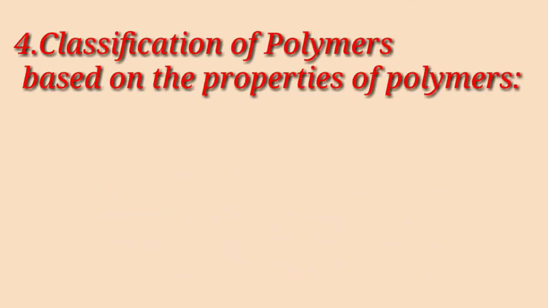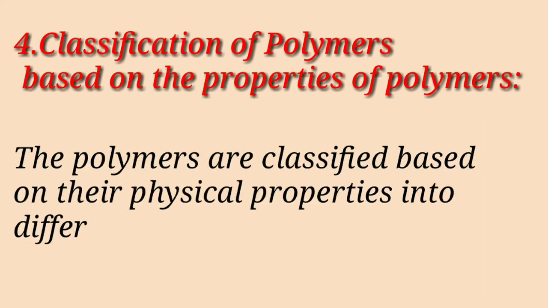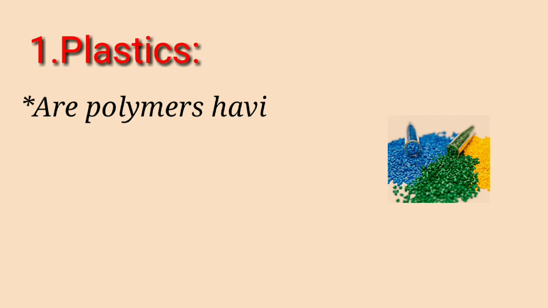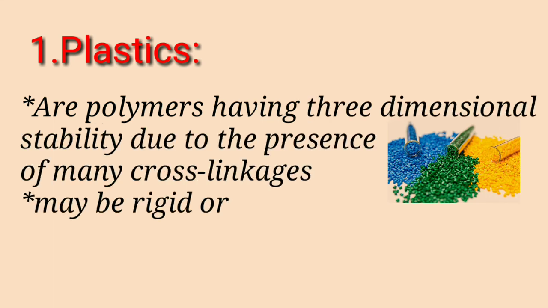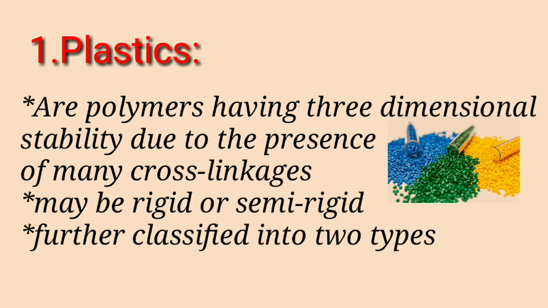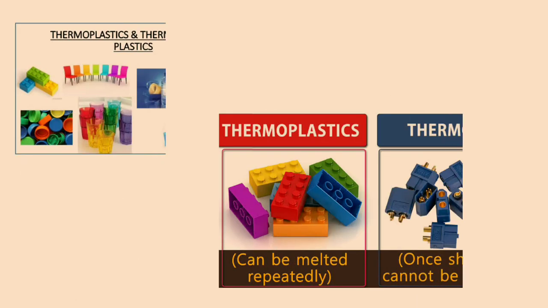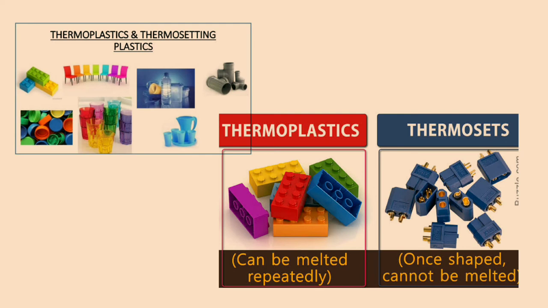Fourth is classification of polymers based on the properties of polymers. Well, the polymers are classified based on their physical properties into different types. First is plastics. Plastics are polymers having three-dimensional stability. Due to presence of many cross-linkages, they may be rigid or semi-rigid. They are further classified into two types. First is thermoplastics and second is thermosettings.